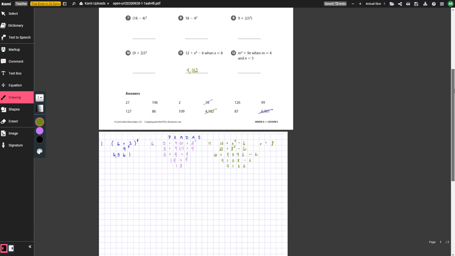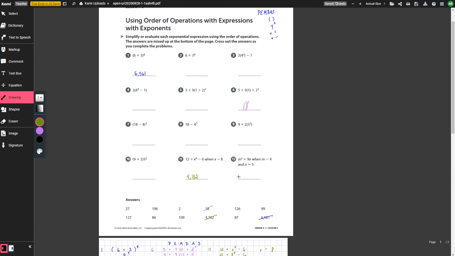And that's how you solve these problems. You'll know if you got your answer right if it's down here at the bottom. Now, if you need any help, let me know.